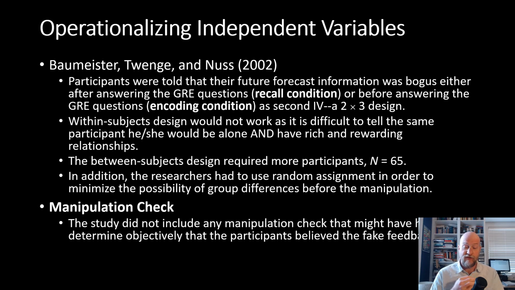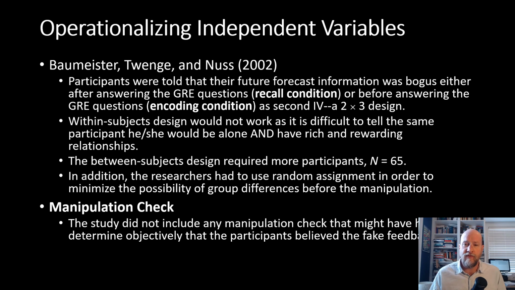Because this was a between subjects design, it required more participants. It had an N of 65 people, and the researchers used random assignment in order to minimize the possibility of group differences before the manipulation. What they didn't do is what's called a manipulation check, but this is something that you can do. You make your random assignment, and you then have some questions directed at the participants to determine whether they believed the fake feedback to begin with. You're checking on your manipulation of the independent variable.